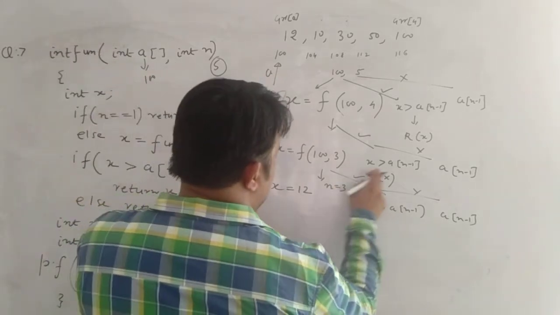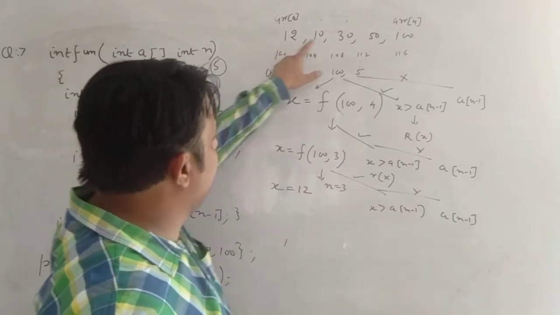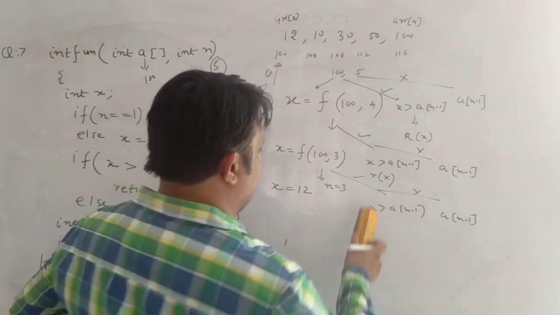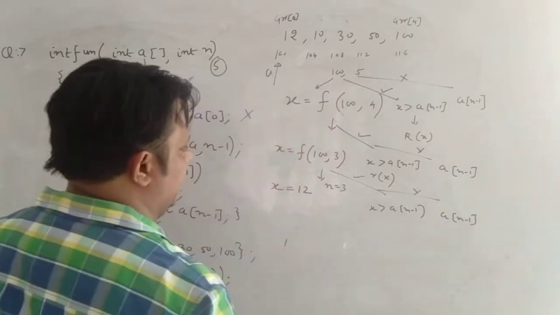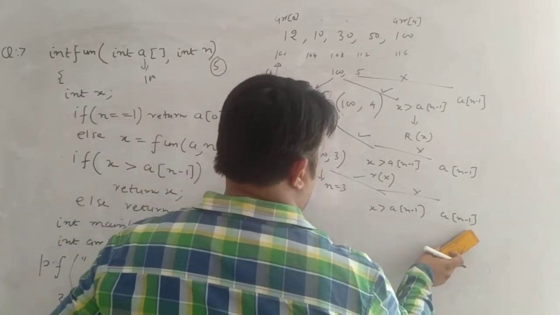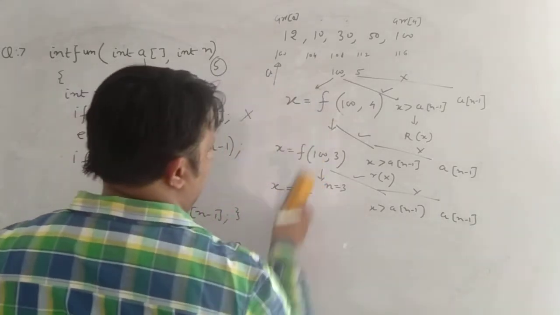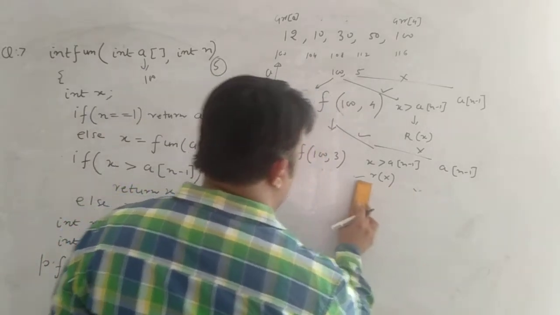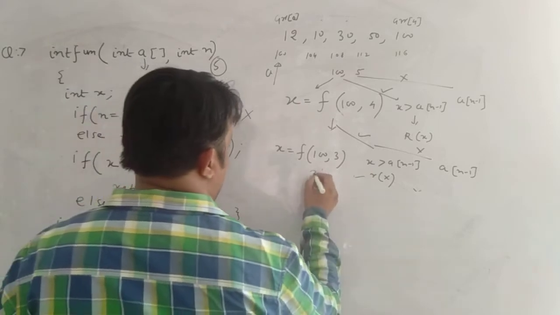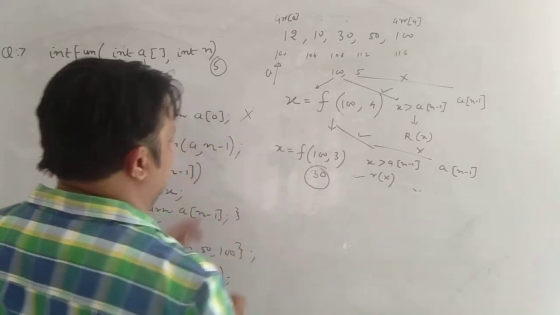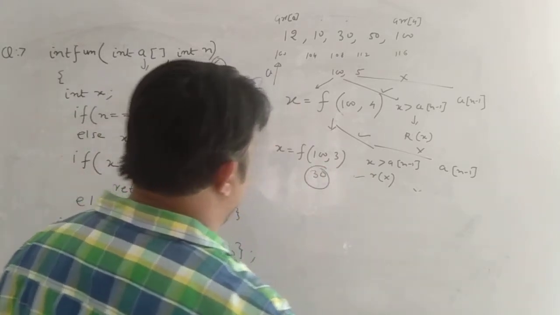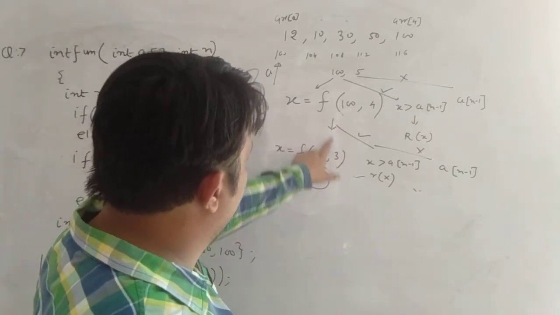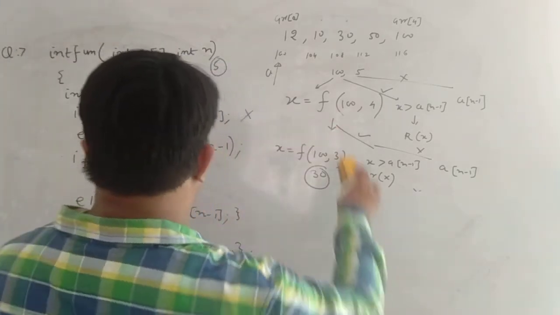Now checking whether 12 is greater than a2. 12 is greater than 30? It means your condition is false. So when your condition is false, you return a n minus 1, which is a2. It means you return 30. So that 30 gets stored in this. This returns your 30, so now the value of x becomes 30. Now x is 30, and n is 4 here.